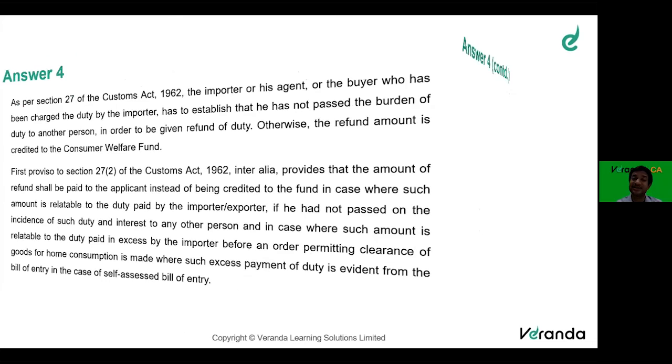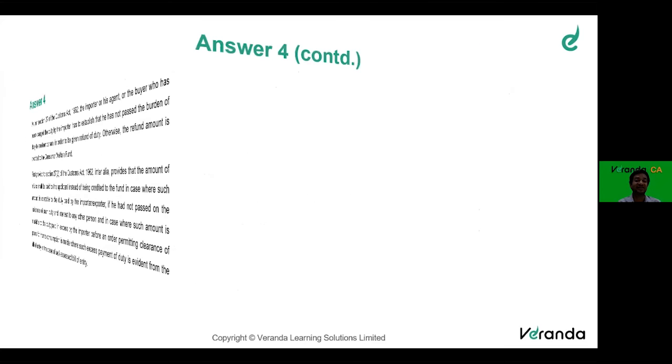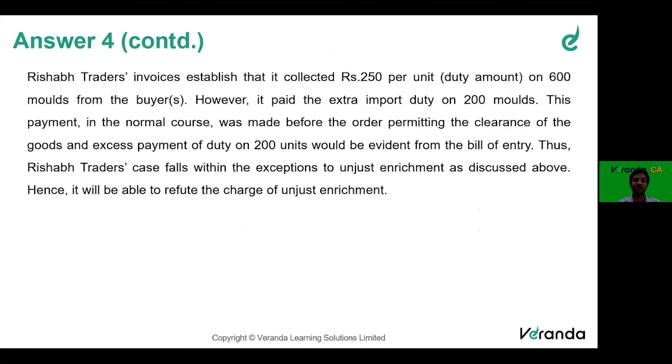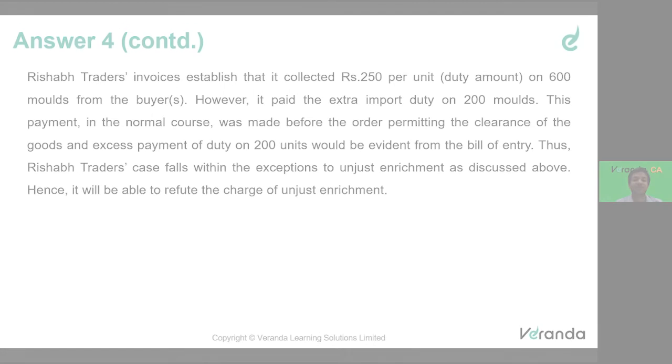Rishabh Traders' invoice establishes that it collected 250 per unit only on 600 units of mold. However, it has not collected that extra duty from the customer at all, yet it paid the extra duty on 200 molds. This payment, in the normal course, was made before the order permitting clearance of the goods, and hence the excess payment of 200 units would be evident from the bill of entry. Thus, Rishabh Traders' case falls within the exceptions to unjust enrichment. Thus, it will be able to refute the charge of unjust enrichment and claim this refund.